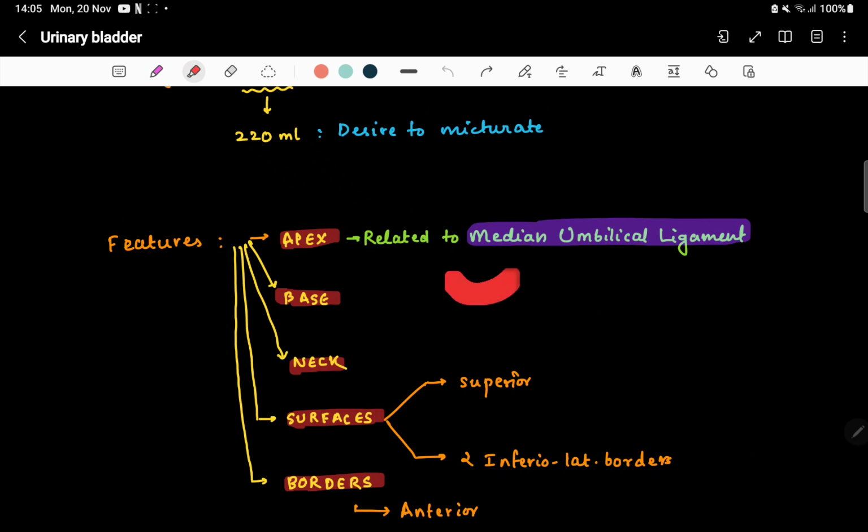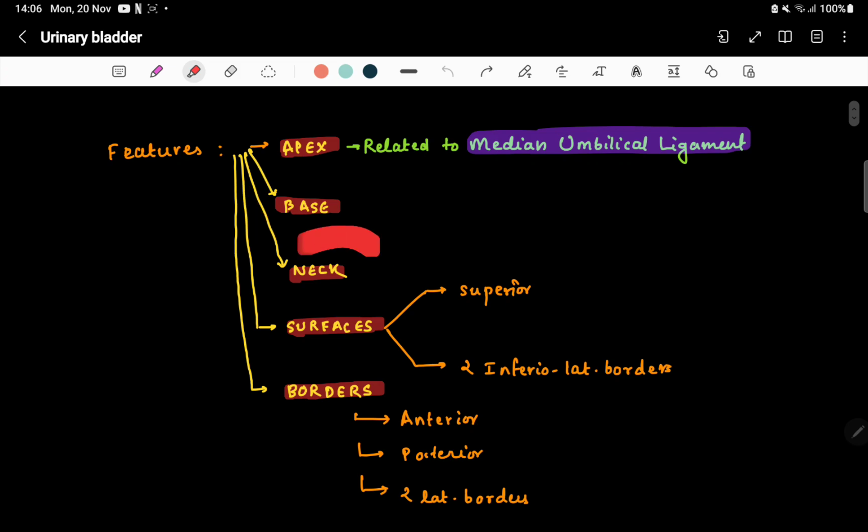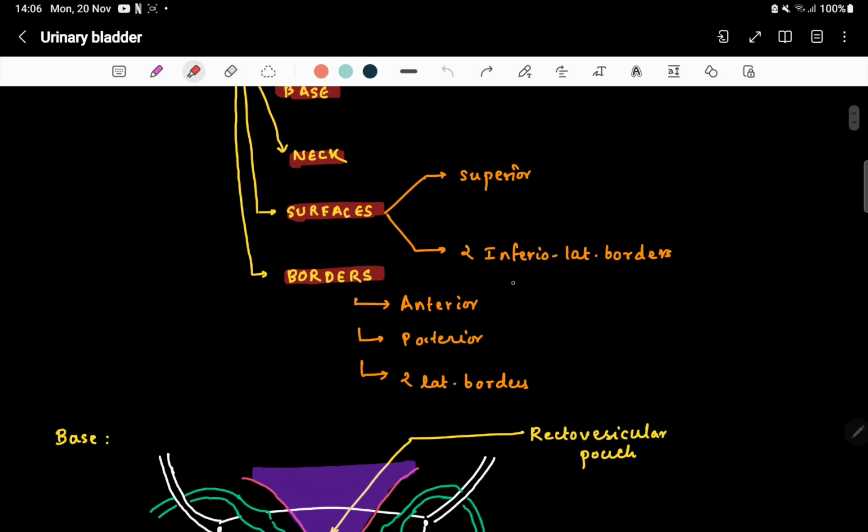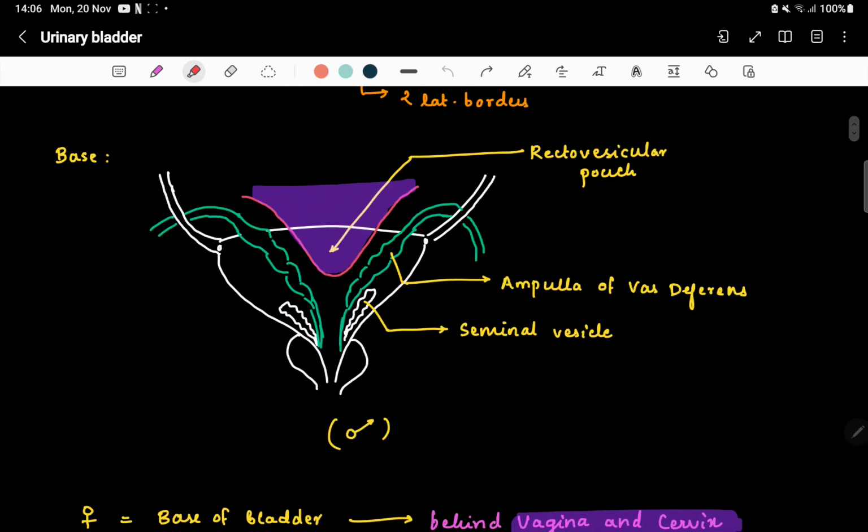What are the features? The apex is related to the median umbilical ligament. Then you have the base, then the neck, and surfaces: a superior surface and two inferior lateral surfaces. Borders: you have an anterior border, a posterior border and two lateral borders. So this is your bladder.